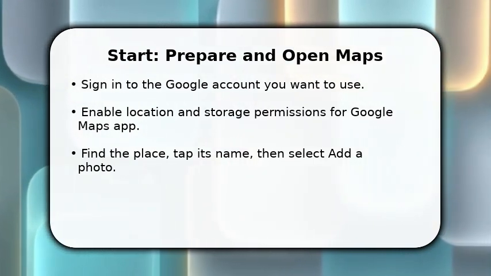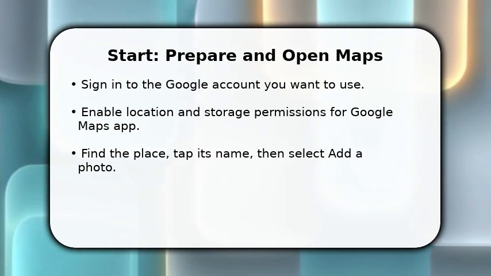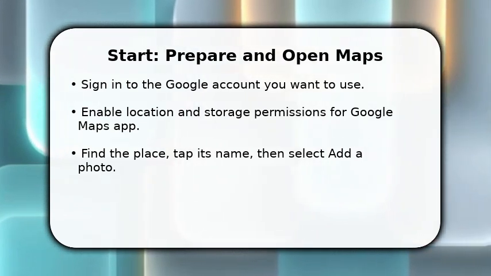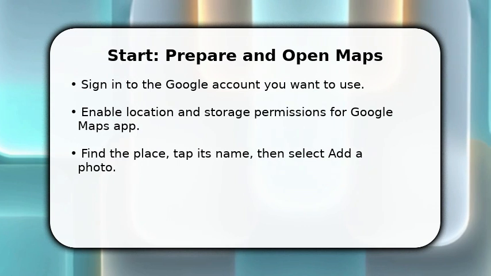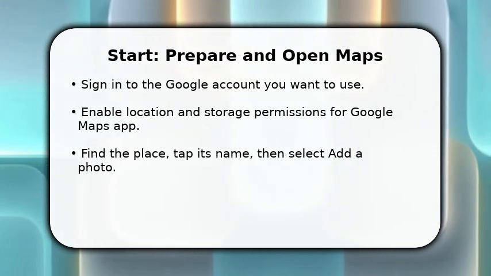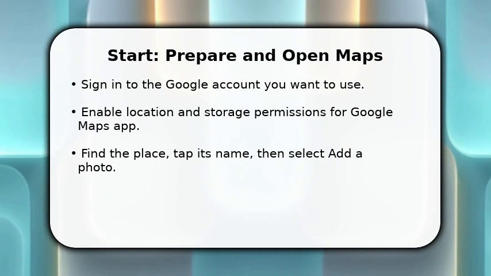Next, search or tap the place marker, open the place details, and choose Add a Photo. Do this now so you don't lose time switching accounts later. This first action places you directly in the upload flow and prepares metadata.